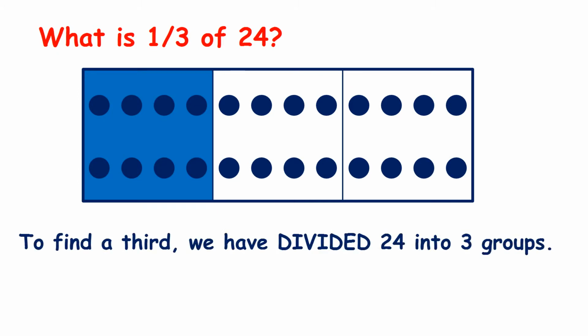So to find a third, we have divided 24 into 3 groups, and we have 8 in each group. So 1/3 of 24 is 8.